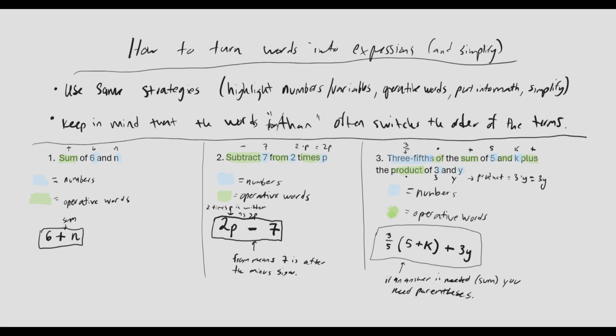And lastly, we have the problem 3/5 of the sum of 5 and k plus the product of 3 and y. 3/5 is the fraction 3 over 5. "Of" means multiply. "Sum" means it's the answer to an addition problem, which means we're going to have to use parentheses since we need the answer first. 5 and k makes 5 plus k there. And then the product of 3 and y is 3 times y, which becomes 3y. So when I put it all together, I get 3/5 parentheses 5 plus k, close the parentheses, then plus 3y.